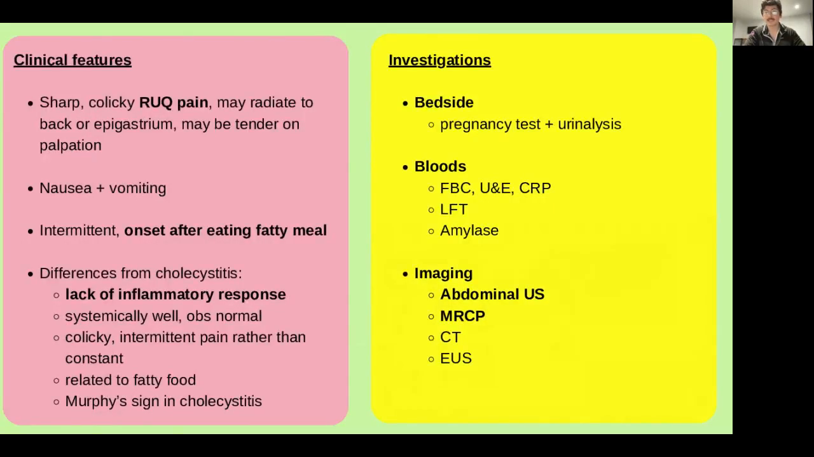Sometimes you might also get a CT. You might see people ordering CTs if you're not really sure of the cause. It's like a surgeon's best friend, really. They love ordering CTs as just a starting line because it gives you so much information.